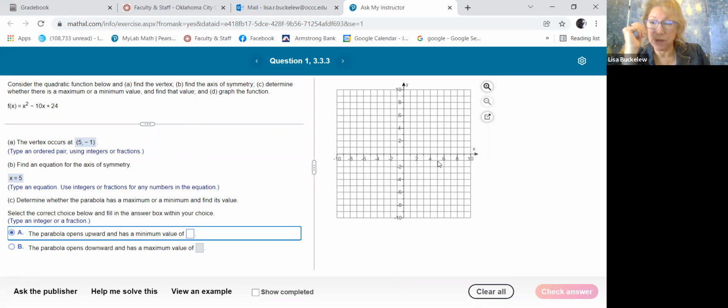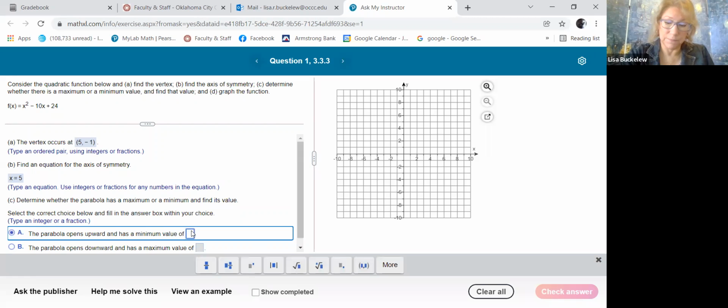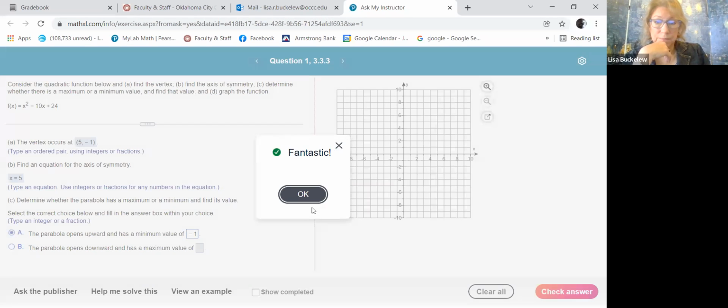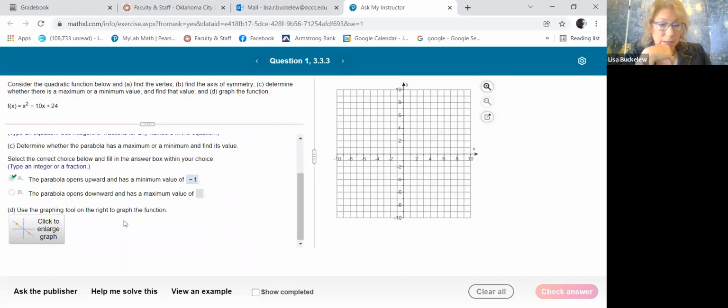So (5, -1) is going to be the lowest point, and it's going to go upward from there. So (5, -1) is right there. The lowest value means the lowest y value. So it's going to have a minimum value of -1. That's the y value of the vertex.